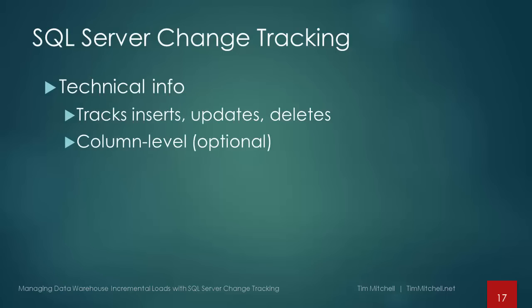So the technical information that it brings in: it will track all your inserts, updates, and deletes, and it identifies them as such. You can say, show me all the records that were updated since the last version ID. It will let you track on a column-by-column basis. So you can interrogate and say, not just was this row changed, but tell me the columns individually. Was this column changed? Was that column changed? You can track that level of information.